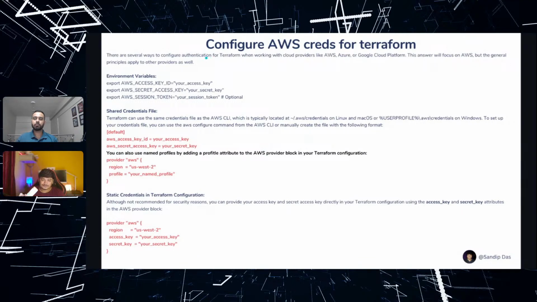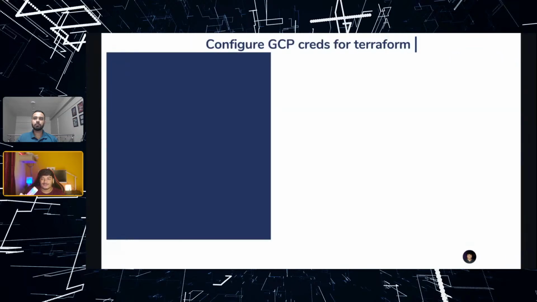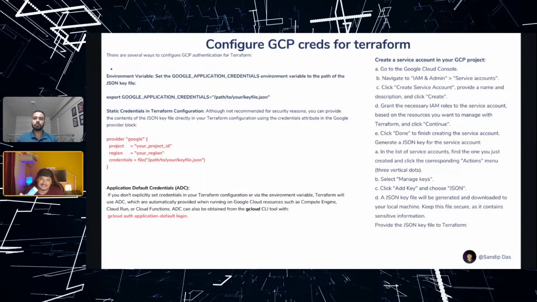Okay, now that is for AWS. Next one is GCP. GCP also, just like AWS, supports multiple ways. Like you can see here, environment variable. You have to set the GOOGLE_APPLICATION_CREDENTIALS environment variable to the path. So export GOOGLE_APPLICATION_CREDENTIALS, and then specify the path to the key file.